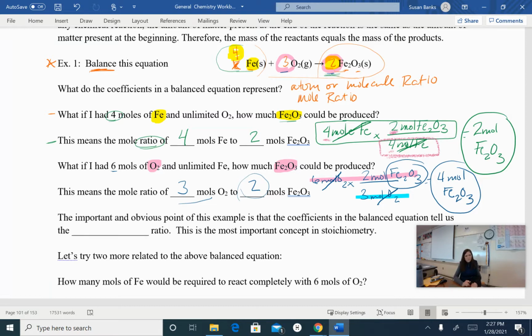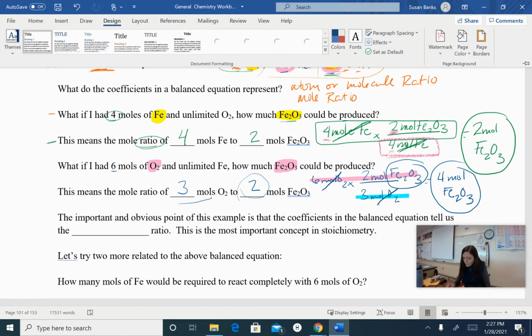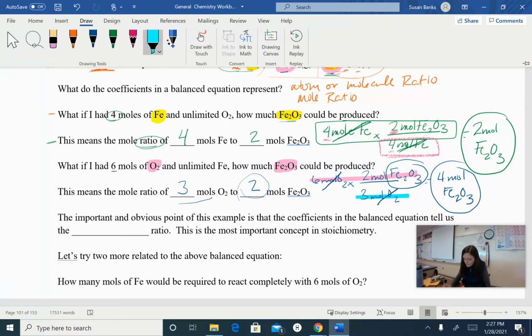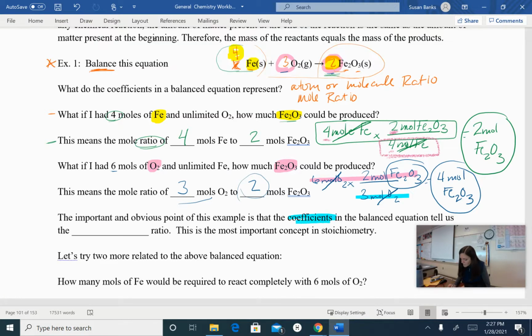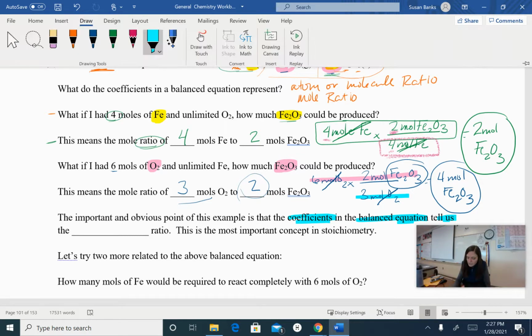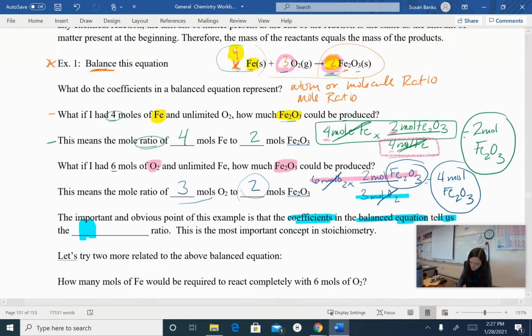Okay? The important, and I'm hoping obvious, point of this example is that the coefficients in the balanced equation tell us the mole ratio. Okay, so we use those coefficients.